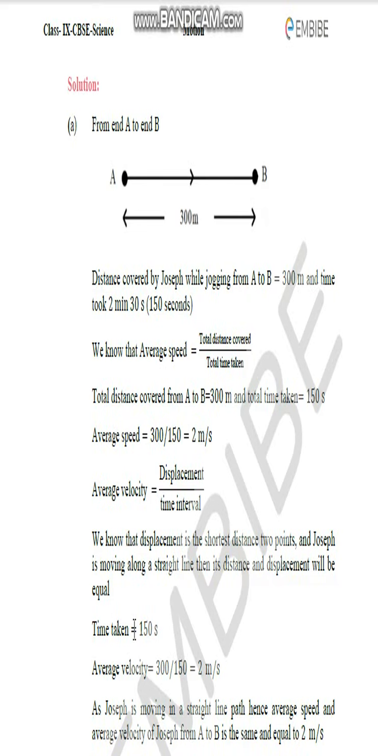Now if I have to find average velocity, the formula of average velocity is displacement upon time interval. I know that displacement is the shortest distance between 2 points. But Joseph moves along a straight line, so distance and displacement will be the same. So displacement here will be 300 meters, and time is 150 seconds. If I calculate average velocity, it is 300 by 150, which means 2 meters per second.